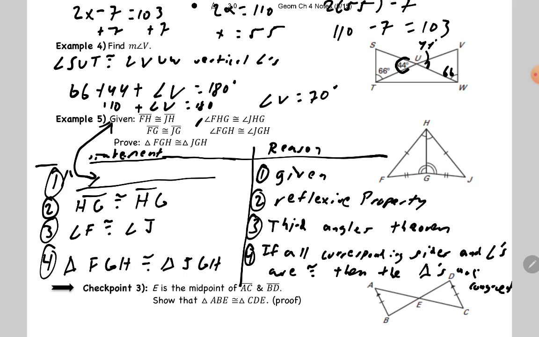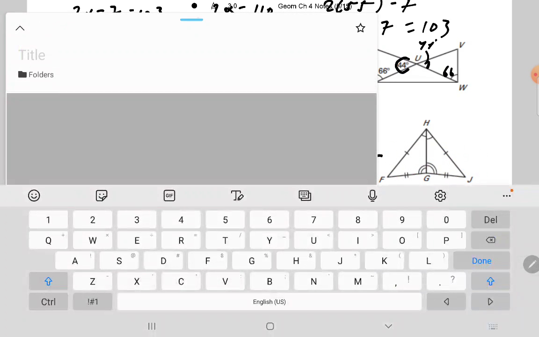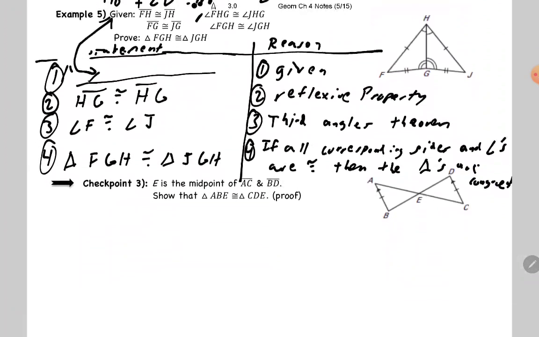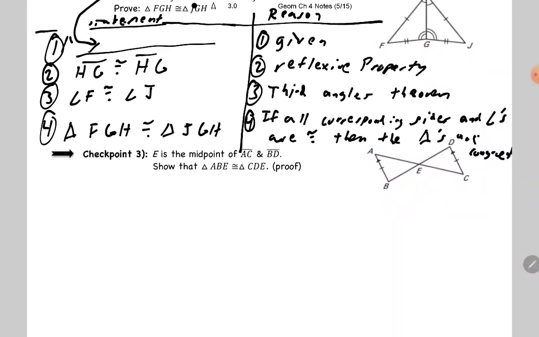And then by the third angles theorem, we're able to show that angle F here is indeed congruent to angle J, because if two angles of two triangles are congruent, then the third angles should be as well. And now we can finally say that the two triangles are congruent because all corresponding sides and angles are congruent.